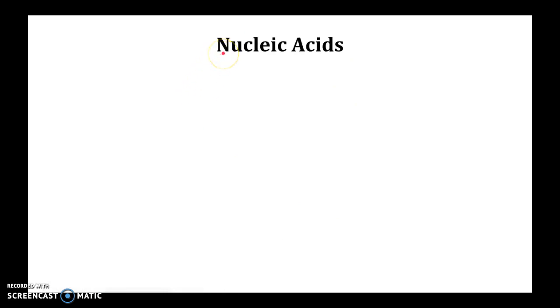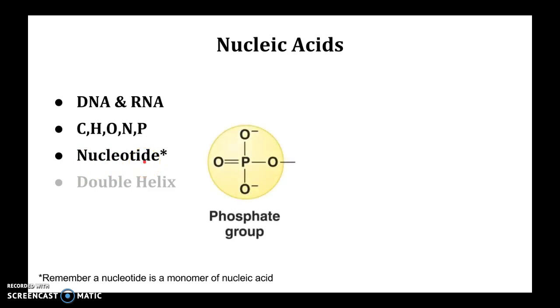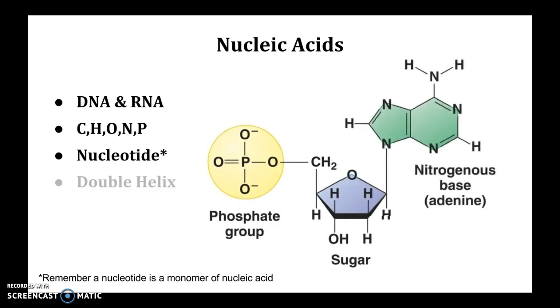The last one we're going to discuss is nucleic acids. Nucleic acids are identified because they are DNA and RNA. Another way to identify them is to see that they have the elements C, H, O, N, and P. Remember, a nucleotide is a monomer of nucleic acid. Let's take a look at the structure.